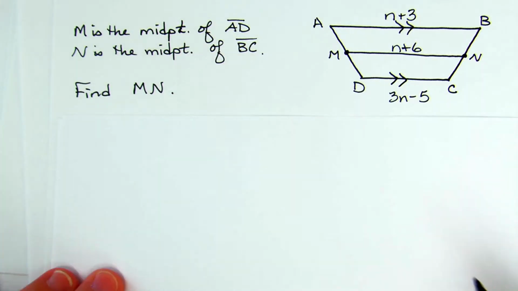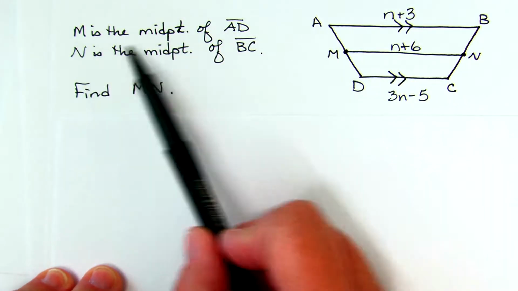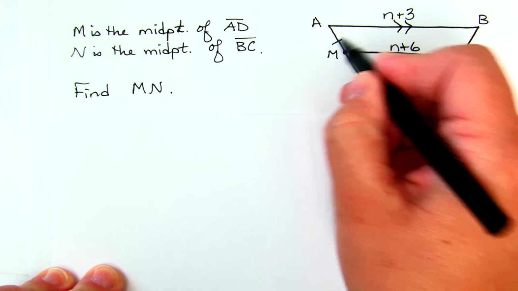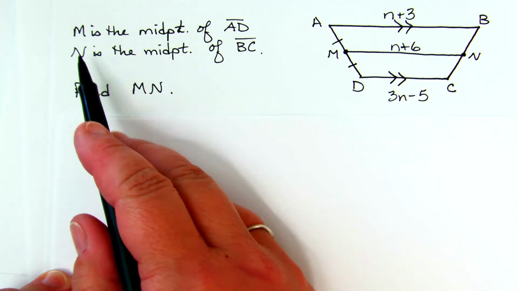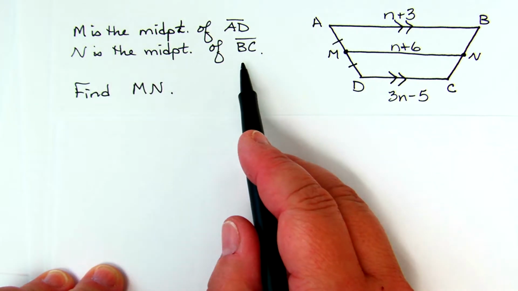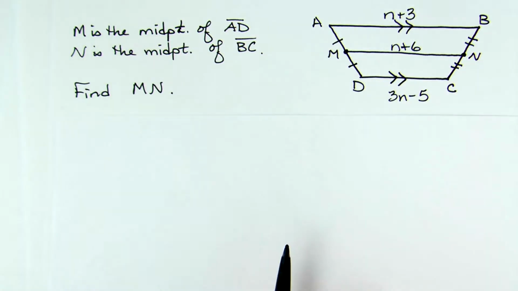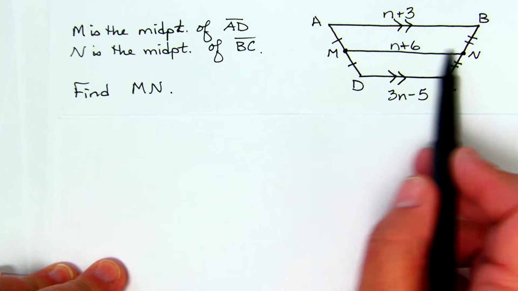This is another example of a trapezoid problem, and it tells me that M is the midpoint of segment AD, so we'll mark our diagram. It's the midpoint, it creates two equal pieces. And N is the midpoint of segment BC, so we're going to, again, mark our diagram because N creates two equal pieces. And we're asked to find the length of MN.